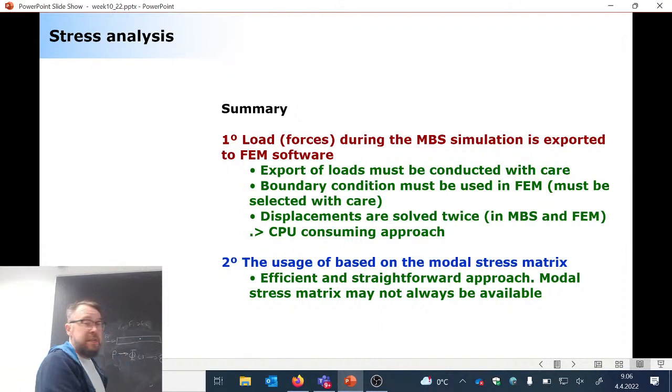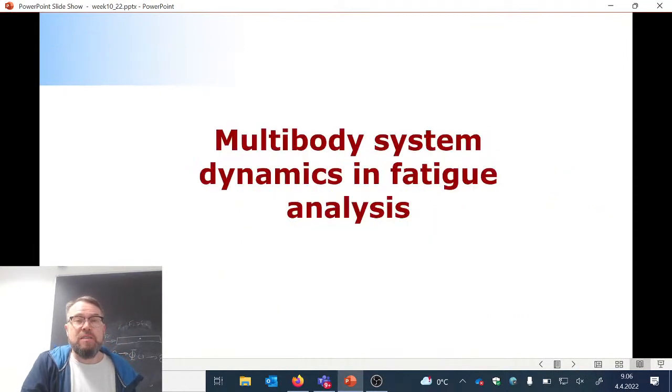Okay, the summary is here. The first approach is a little difficult to use. It needs quite a bit of CPU time. The second one is elegant, easy to use, but it forces you to model your structure by using the flexible approach, the floating frame of reference formulation to be more specific. Okay, so that's about the stresses.